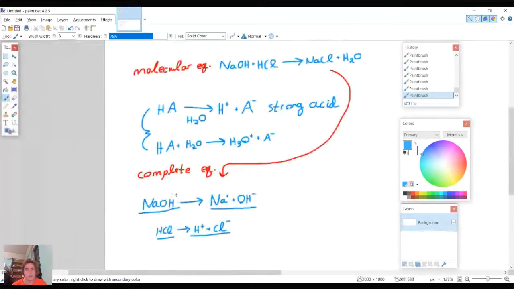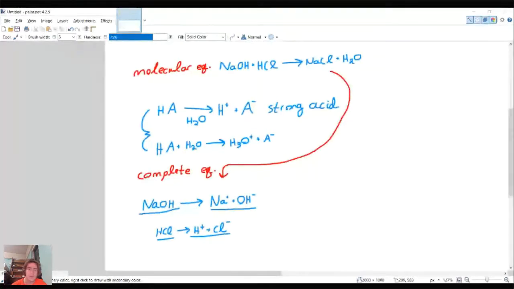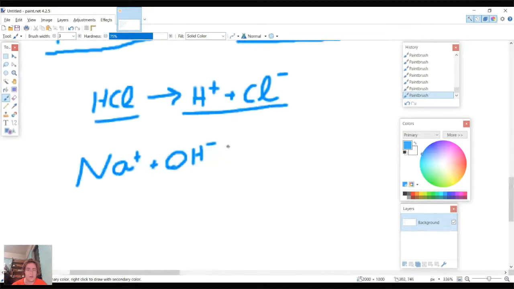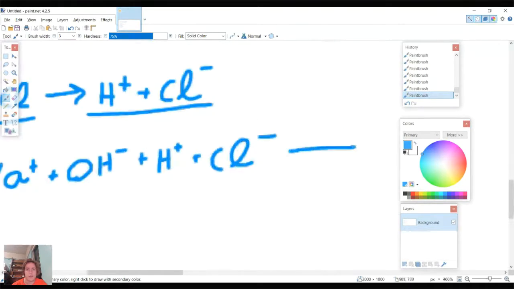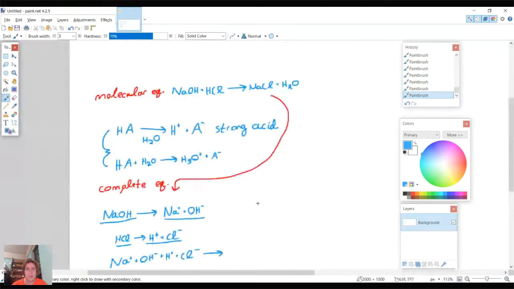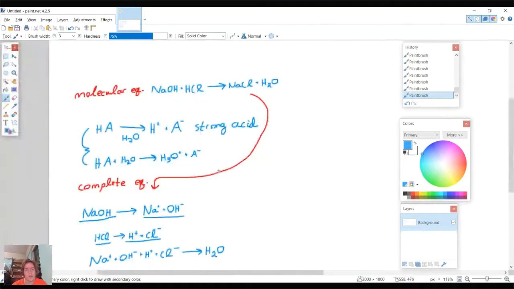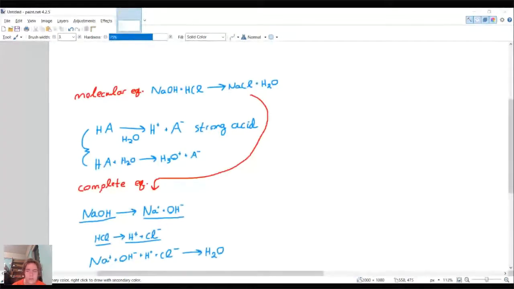And substituting that into the molecular equation we have up top, this becomes Na plus plus OH minus plus H plus plus Cl minus produces, well, first there's the H2O term, the water term. And is the sodium chloride soluble in water? What do you guys think?